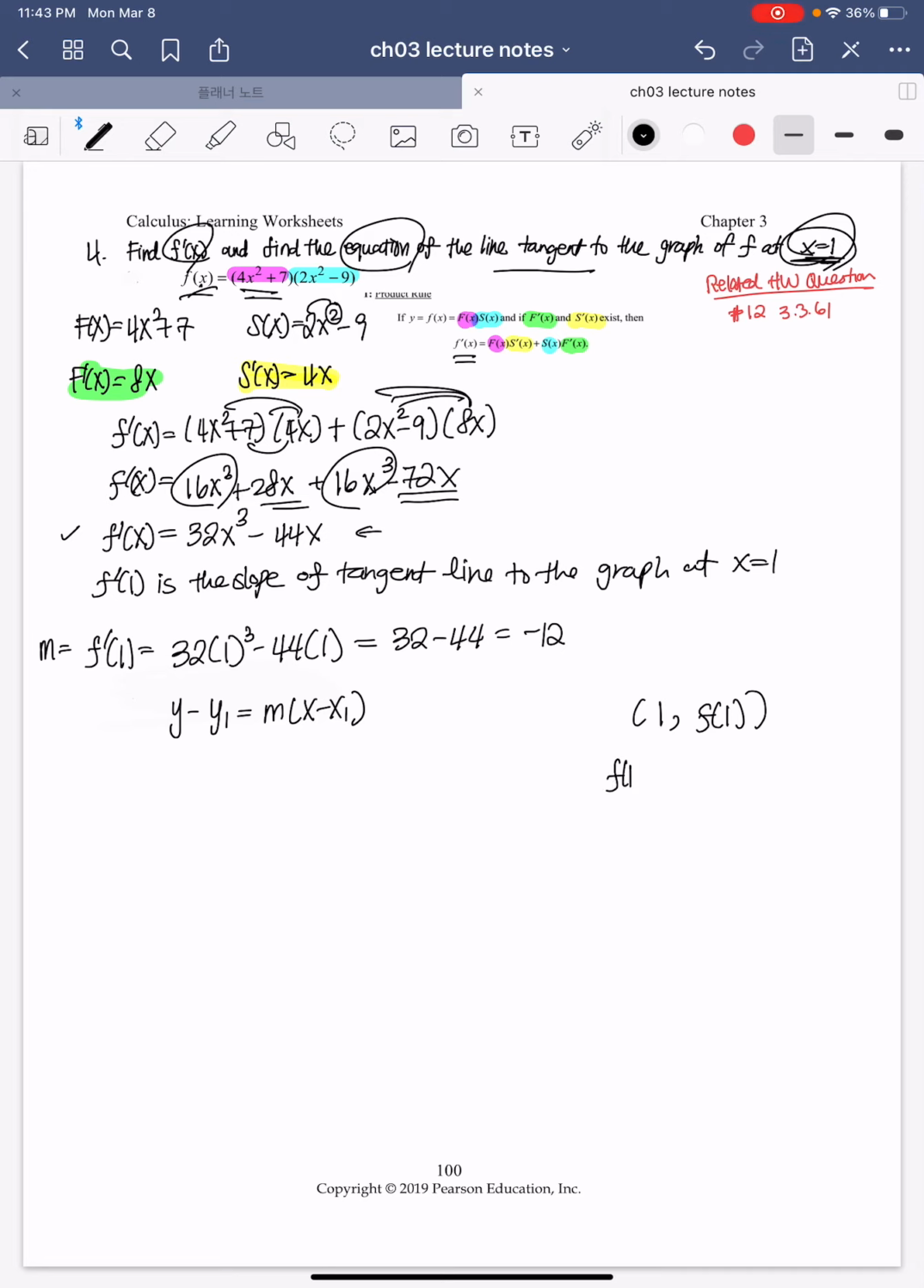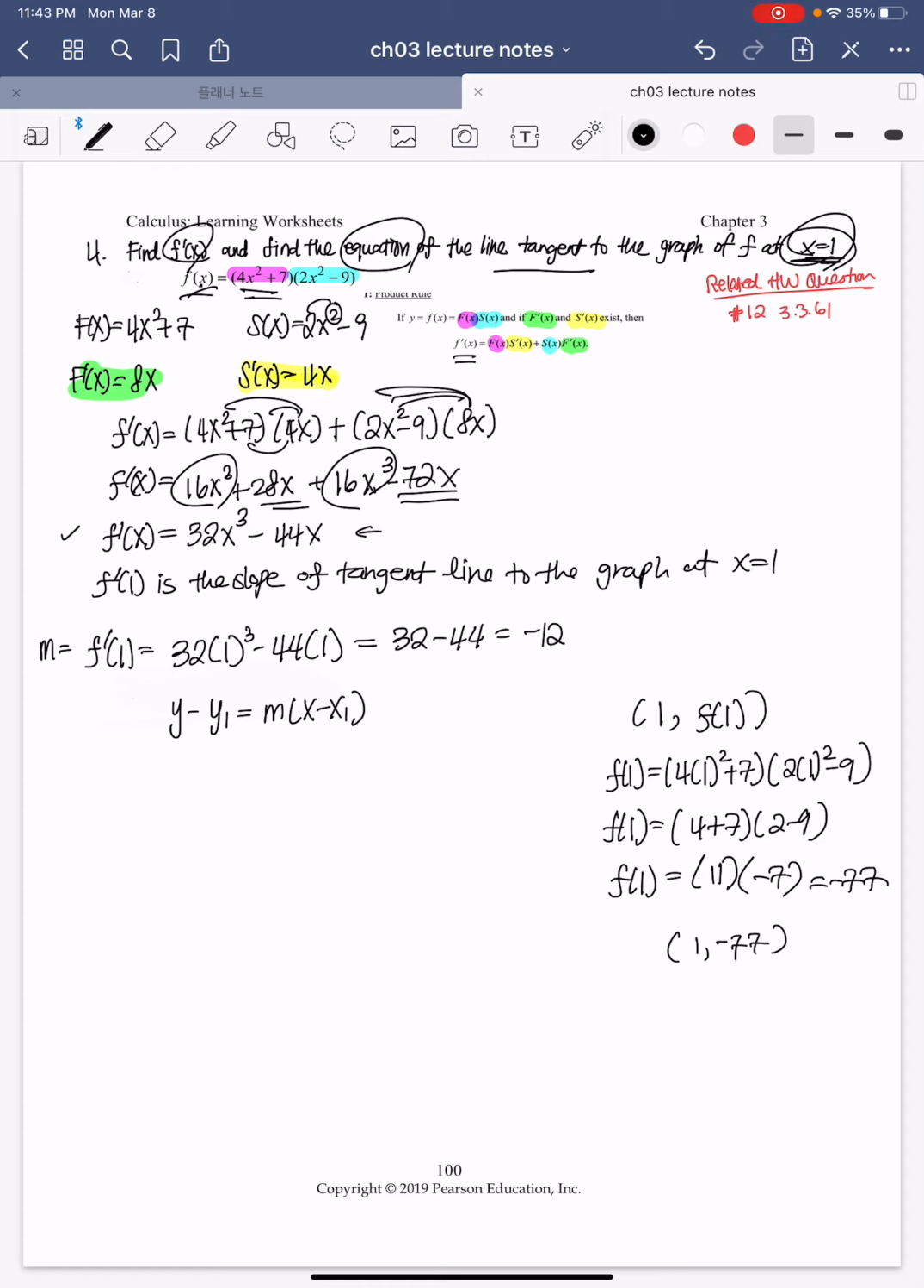So f of 1 is 4 times 1 squared plus 72 times 1 squared minus 9. So I have 4 plus 72 minus 9. So 4 plus 7 is 11, and 2 minus 9 is negative 7, so negative 77. In other words, our point is (1, negative 77). So there's your x value, there's your y value, and we have everything ready.